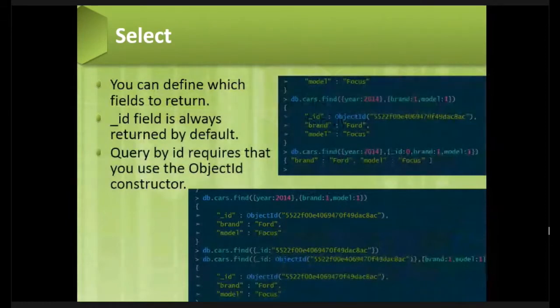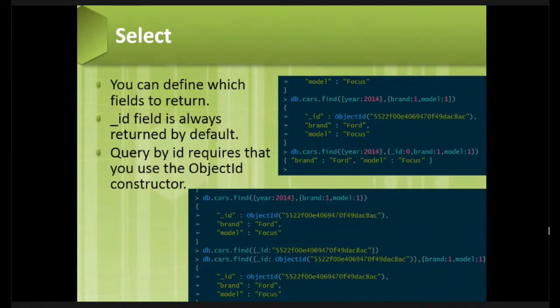When we do a select, you can also define projections, in which we define which fields to return. In this, for example, I issued the command db.cars.find year 2014, and I specified as a second parameter brand 1, model 1, which means that I want the query to return the brand and the model. As you can see, it returns the ID, the brand, and the model, and location and dealerships, and all the other information is left out.